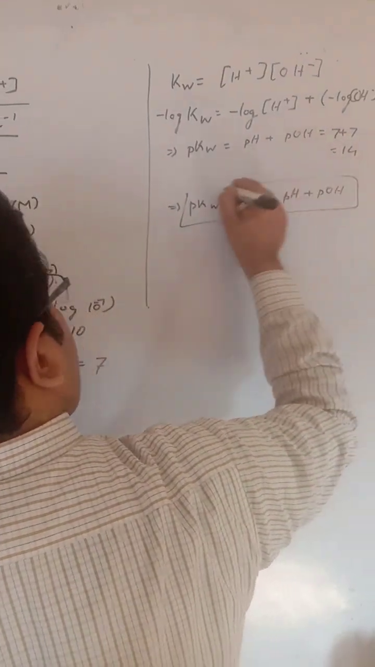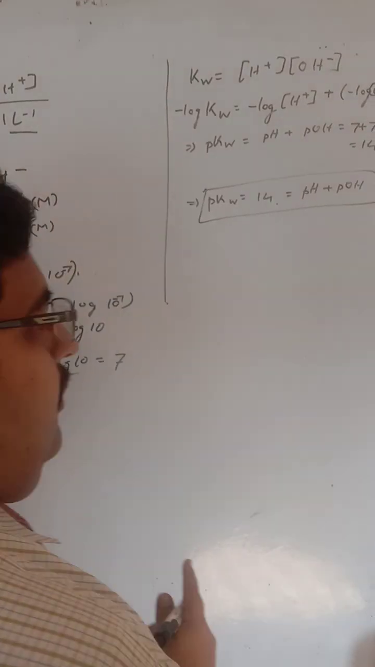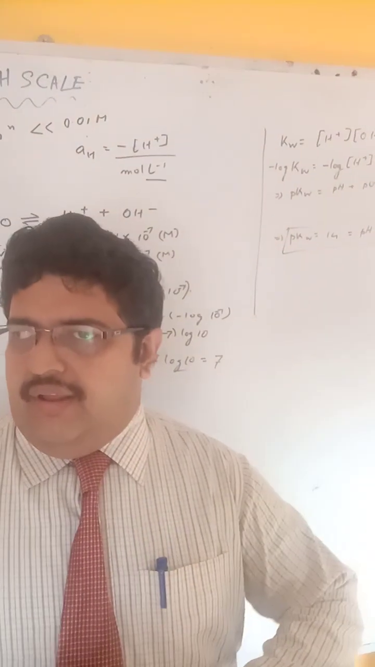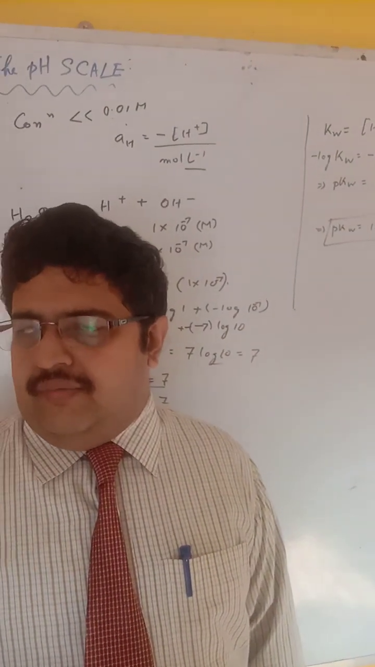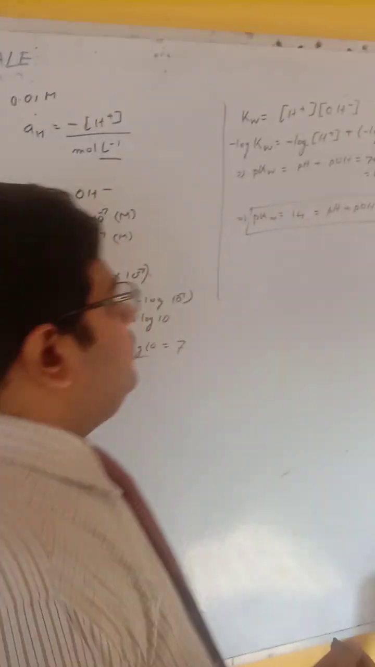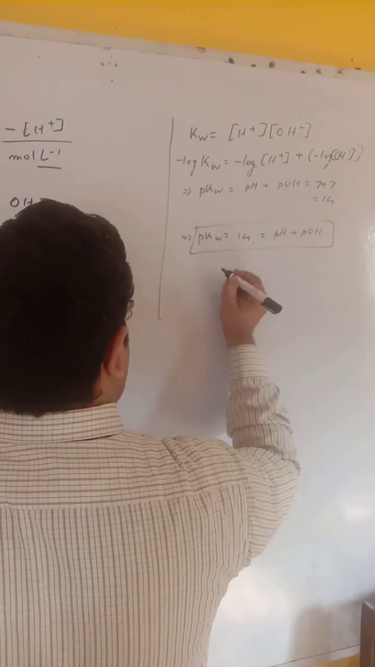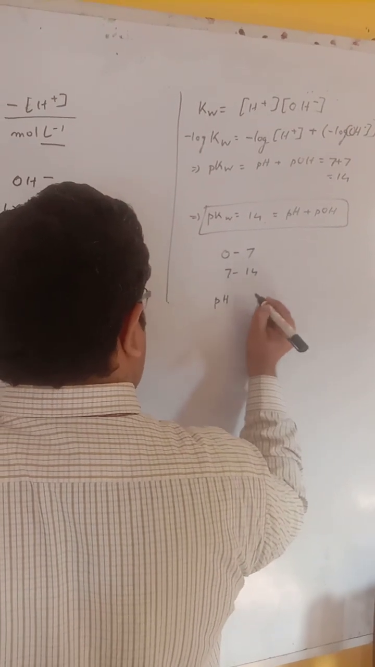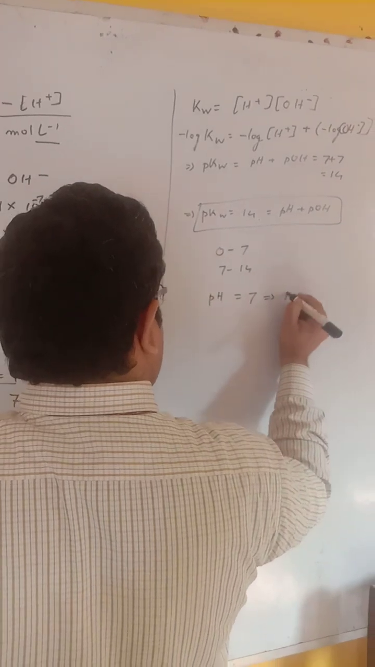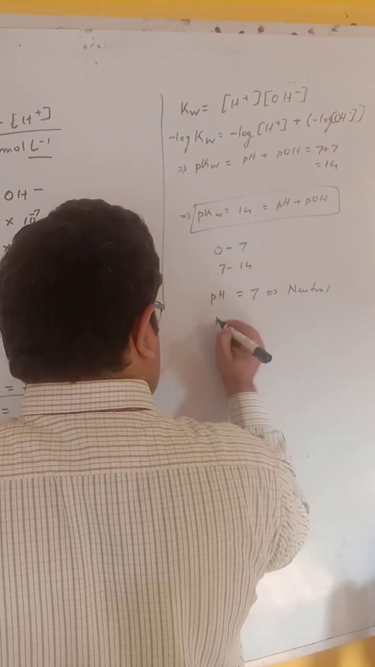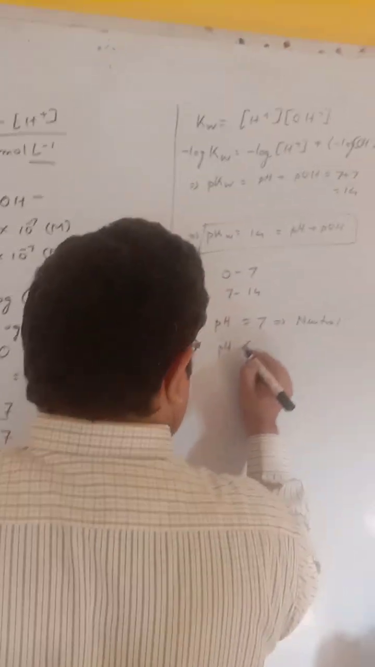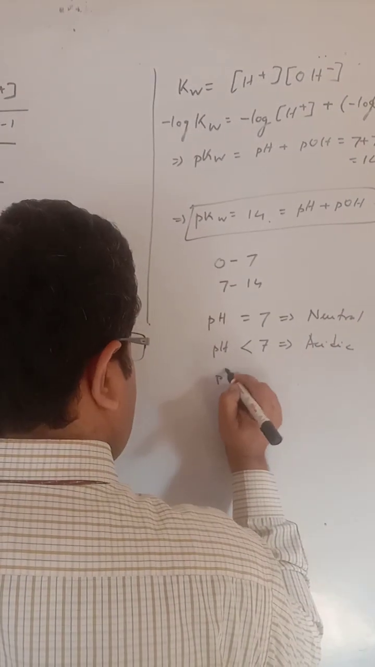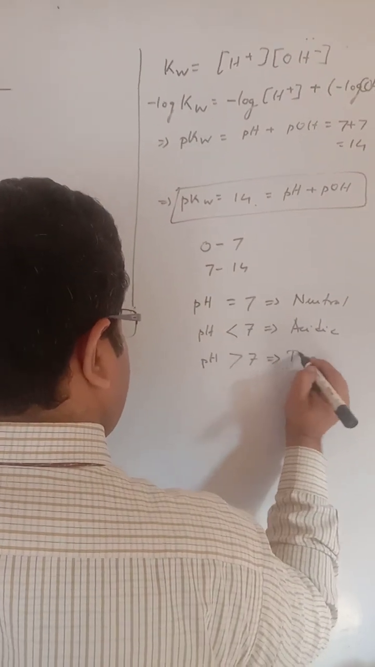Now based on this, we are using either the pH paper, which gives us the indication by change of color, or the pH meter, which is the analytical one and gives you the reading directly. So we can segregate this as 0 to 7 and 7 to 14. If the pH value is equal to 7, it is a neutral solution. If the pH is lesser than 7, it is acidic, and if the pH is greater than 7, it is basic.